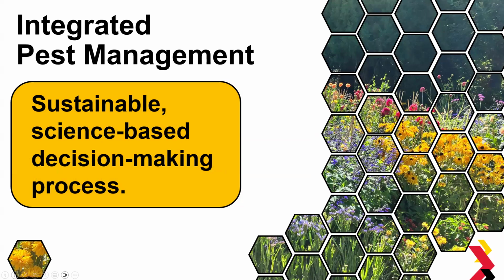So we can see we can make really long definitions because there's a lot that encompasses this term of integrated pest management. But when we really boil it down to something really simple, we can think of it as a sustainable, science-based decision-making process, which we should be really familiar with as a Master Gardener volunteer. We've gone through that training. We are trained to present science-based information to the public.